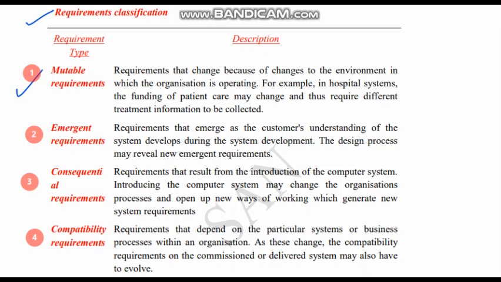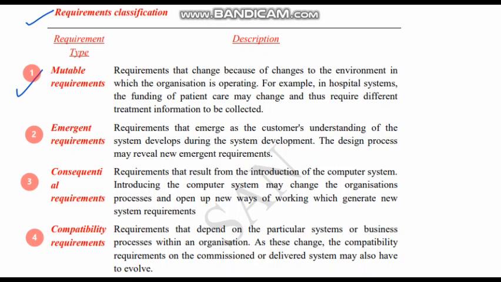For example, let us consider a hospital. Okay, so in a hospital, the bill of each patient may vary or it may be different depending upon what type of treatment the patient is going to take. So this type of requirements are called mutable requirements. The requirements that may change depending upon the environment or circumstances. Okay, so while development you may also come across these types of requirements, which are called mutable requirements.